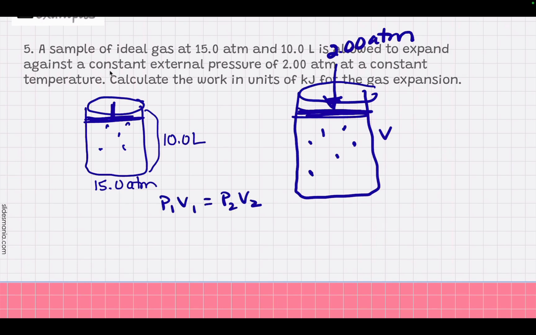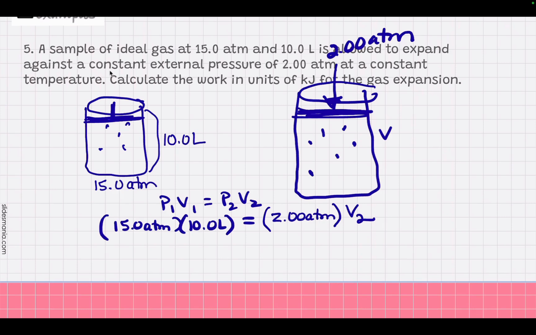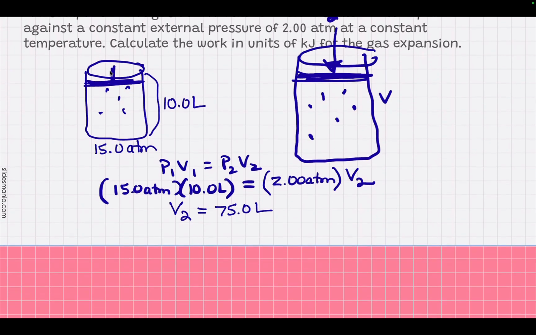So the one values would be what it started at, which was 15 ATM and 10 liters. And then it changes pressure to 2 atmospheres. And then we're going to solve for that new volume. So the new volume, if I do the math and solve for that, is going to be 75 liters. So the reason we're calculating the volume is because we want to be able to calculate delta V, which is the final minus the initial volume, so that I can then plug that into my work equation.